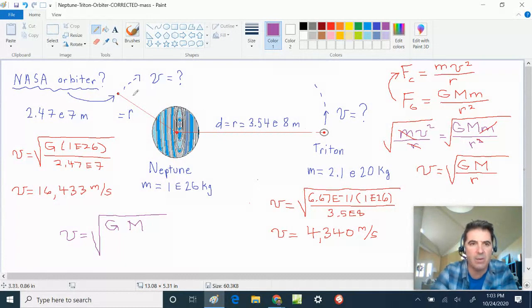Why doesn't the mass matter for the actual orbital? Well, why doesn't it matter? I'm going to tell you about that in a second. And of course, you need the radius, the distance of the radius of the object.